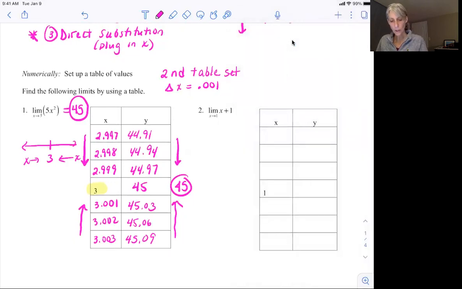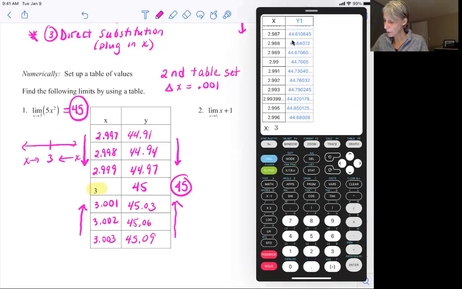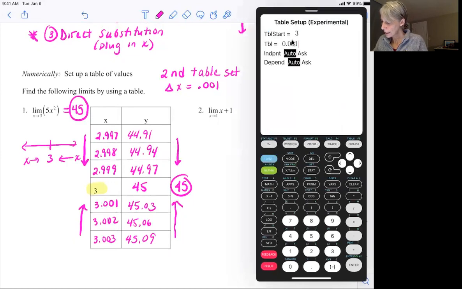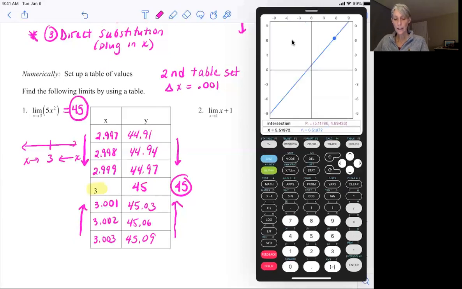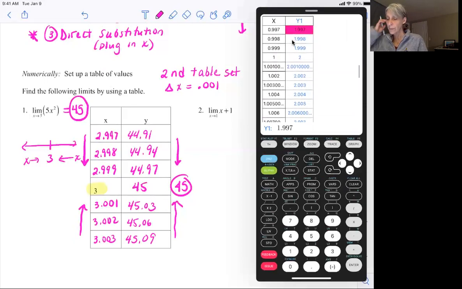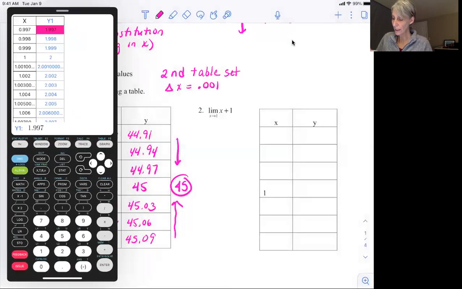If I look at my next graph, now this one I'm evaluating the limit as X approaches 1 of X plus 1. That's my function. You could probably do this one in your head. Maybe we should. And my table as X approaches 1. Obviously, that's a line. If I go for my table of values, 0.997, 0.998, 0.999, we're going to fill in our table.